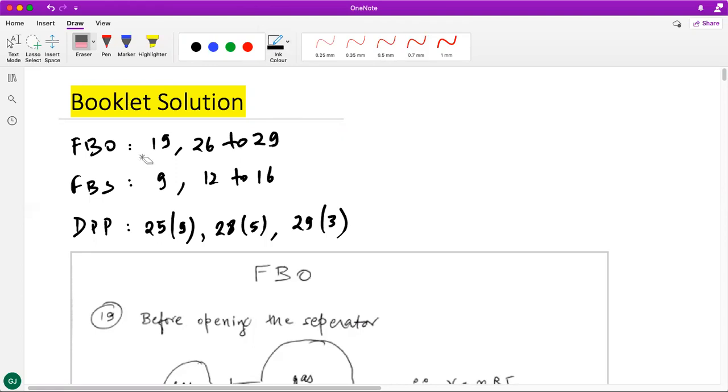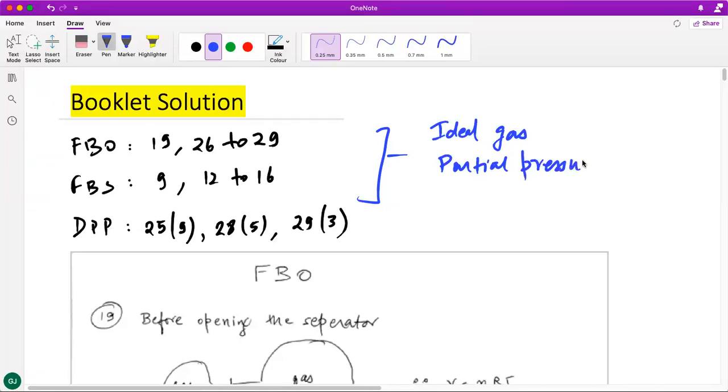Now, the questions that are taken in this particular video are as follows. The concepts that are being covered as part of these questions are the ideal gas equation, Dalton's law of partial pressure, and the concept of diffusion.